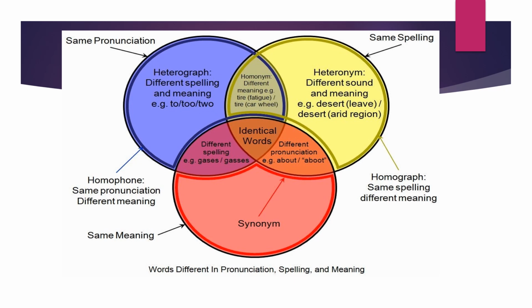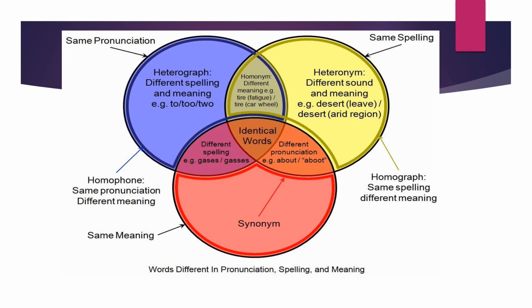Next we have the heterograph, heteronym, and synonyms over here. We have identical words, the definition, the homophone, the homograph. In the start, as you can see, in heterograph we have the same pronunciation but different spelling and meaning. For example, two, two and two: T with a single O, two, and T with the double O, two, and T-W-O, we have the same pronunciation.